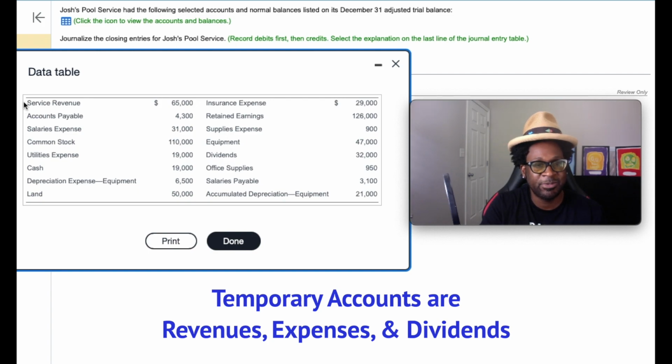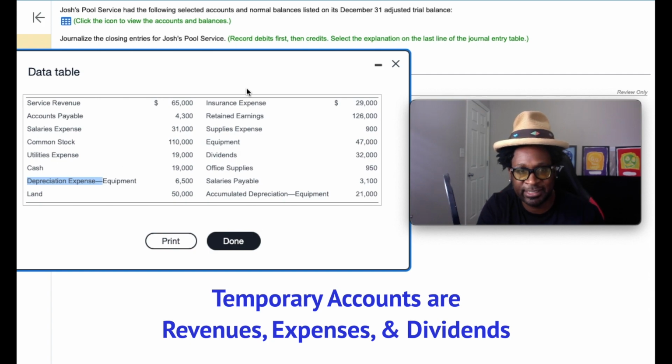So as we can see, we have some service revenue of $65,000. We have a salaries expense of $31,000. We have a utilities expense of $19,000. We have a depreciation expense for the equipment of $6,500. We have an insurance expense of $29,000. We have a supplies expense of $900.